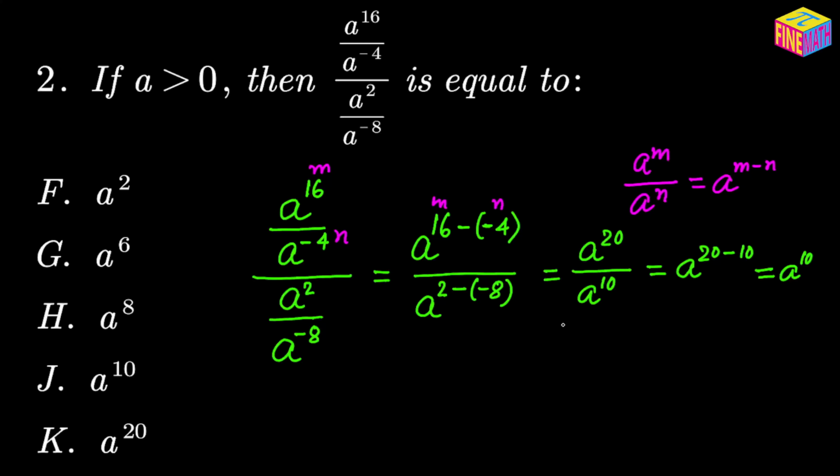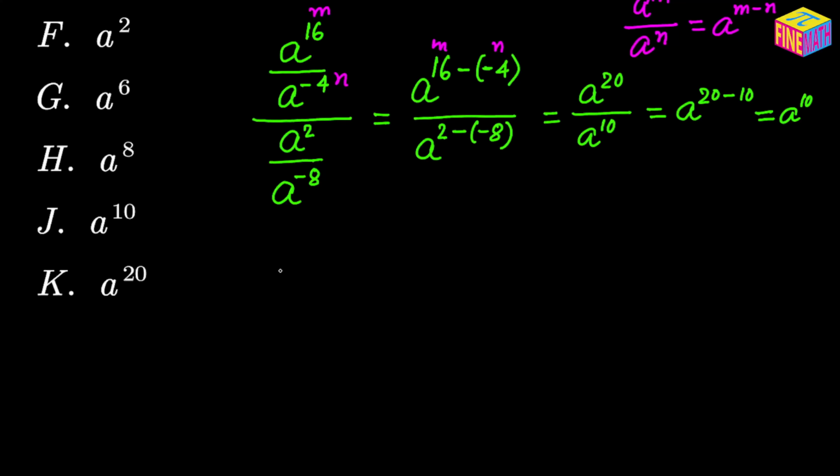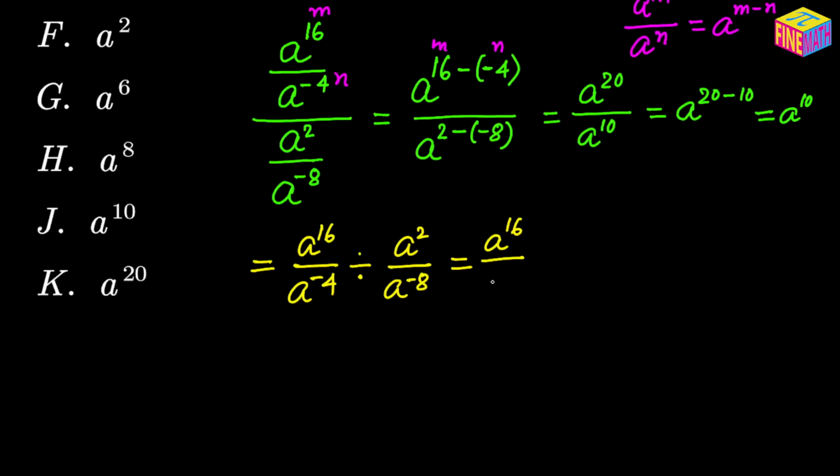For example, let me show you the other way. Suppose we had to solve it like this, I would say, okay, let's say a to the power 16 divided by a to the power negative 4, and then we know that this is a division, which is again a squared divided by a to the power negative 8. So they are in the division form, right? And then if we change it to multiplication, it will be a to the power 16 divided by a to the power negative 4 multiplied by, the second fraction will flip, it will become upside down, so it would become a to the power negative 8 divided by a squared.